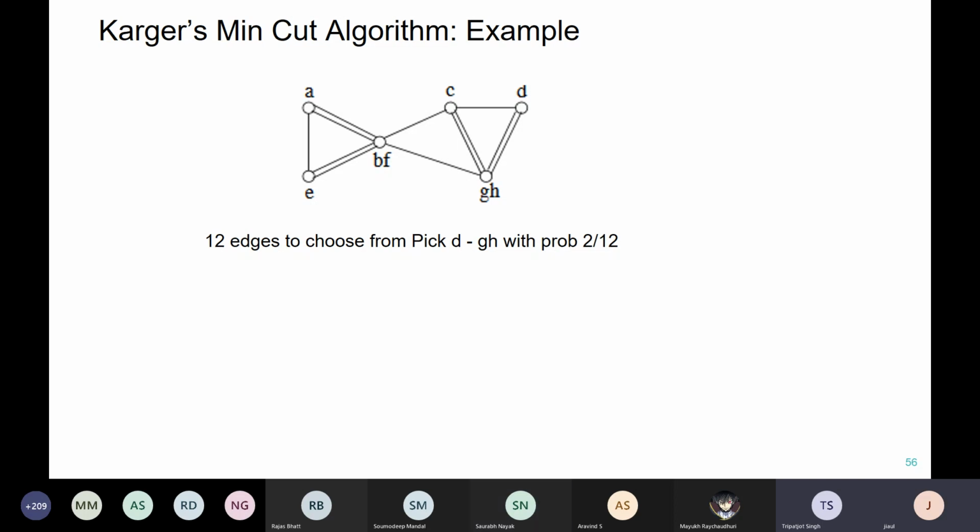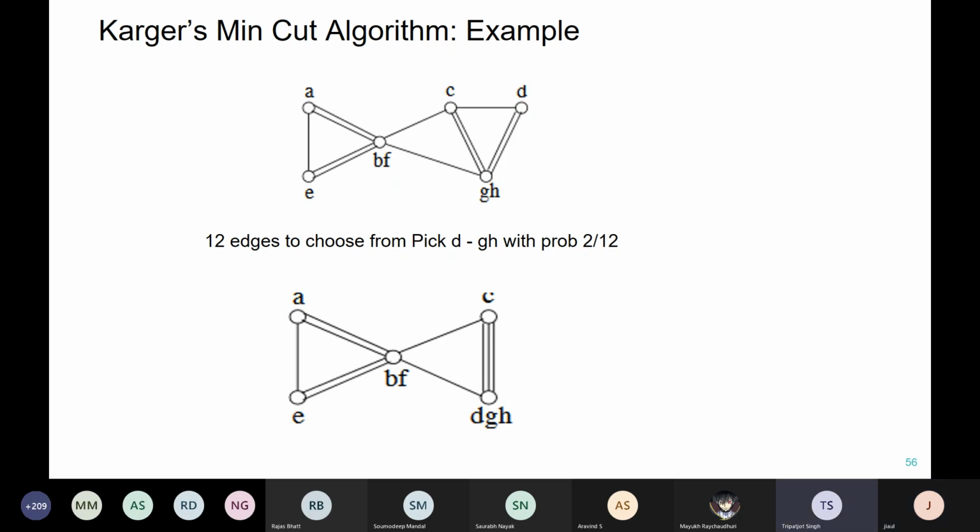Okay. All right. So then what we do, we can again collapse these two together, D and GH, and we are going to see something like this. Okay. Now, because you asked this question, I would like to elaborate that point a little bit. Now, why are we doing that?